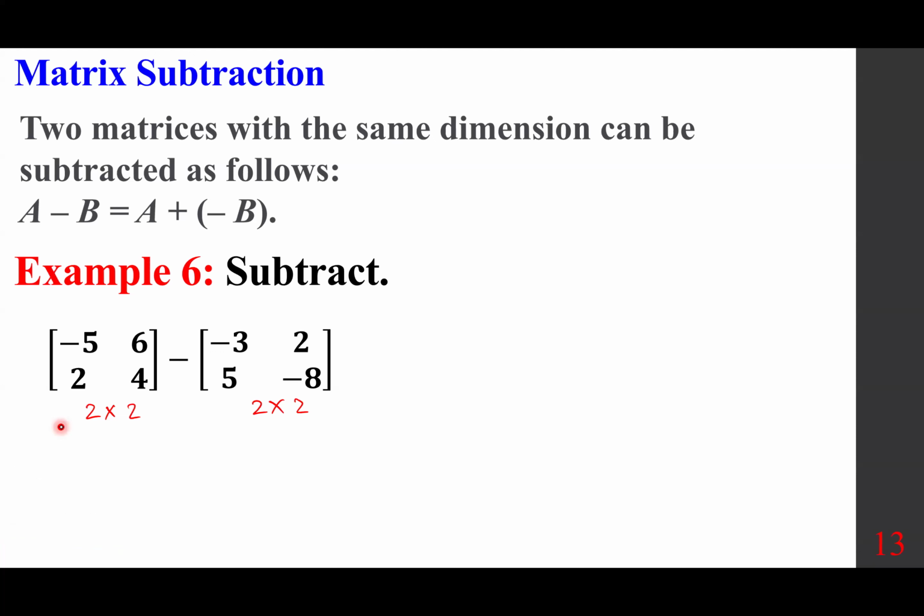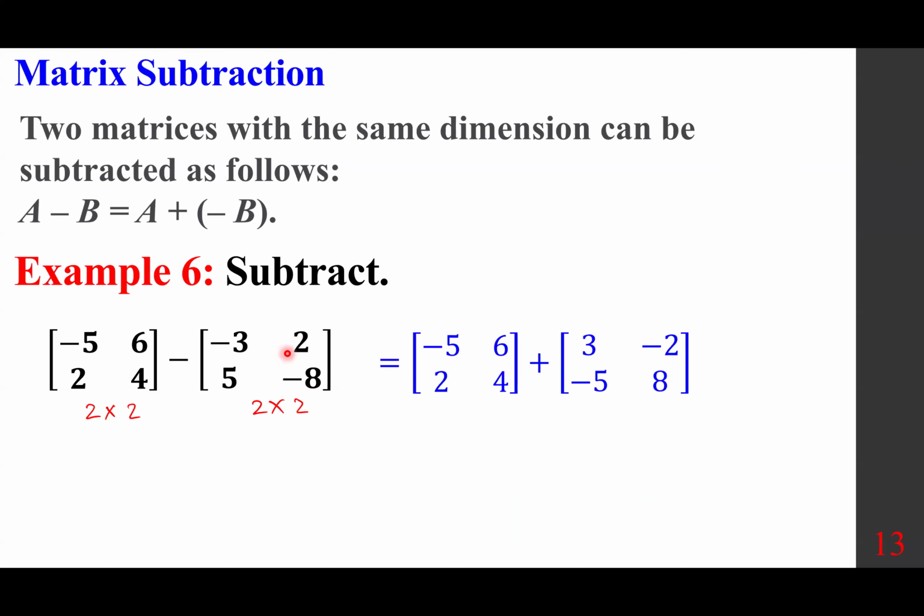So you can do it in one shot and say minus 5, for example, minus minus 3, that means plus 3. Minus 5 and plus 3 is minus 2. 6 minus 2 is 4. 2 minus 5 is negative 3. 4 minus minus 8 is plus 8, or 12.